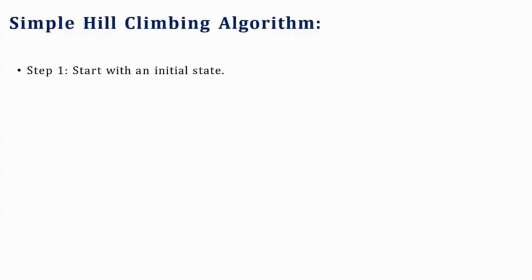So here we have steepest ascent hill climbing. This type is more thorough: it evaluates all the possible neighbor states and chooses the neighbor that offers the greatest improvement, like ascent. So, the algorithm steps for the steepest ascent hill climbing.